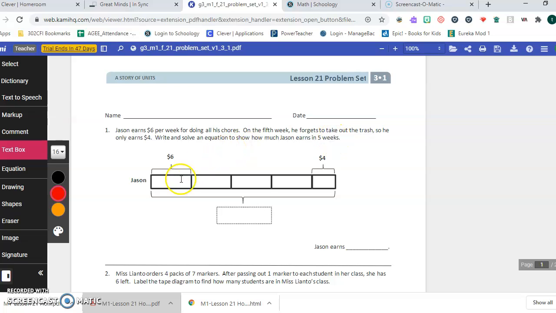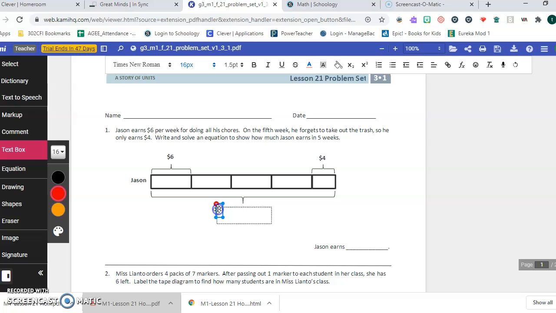Okay, so the first 4 weeks he earns his $6. You see this tape diagram here. Each of these first 4 bars or units are the same length. So we've got $6, $6, $6, $6. That's week 1, week 2, week 3, week 4. And to find the total, we add on this $4 that he earned in that 5th week.